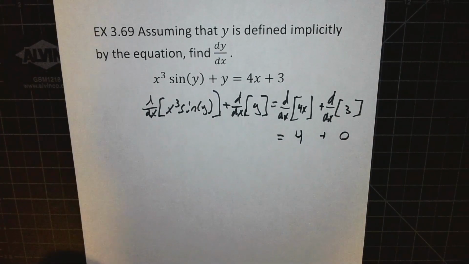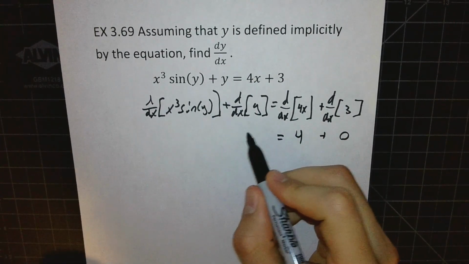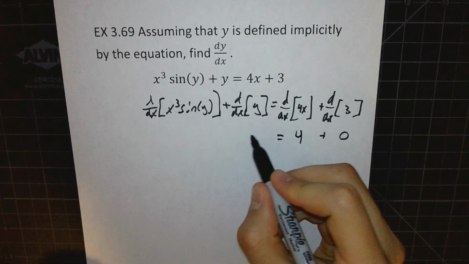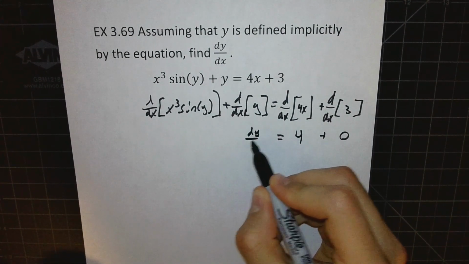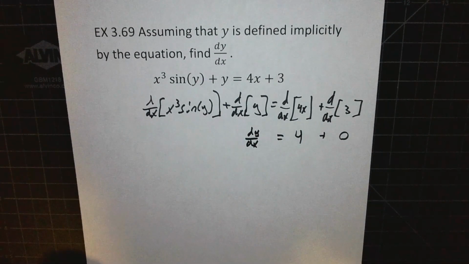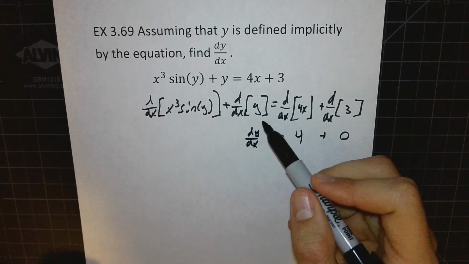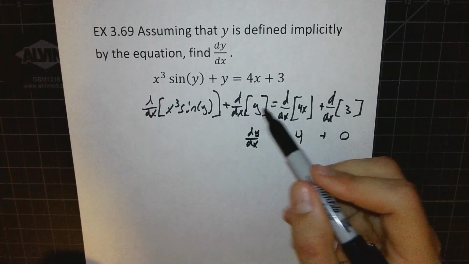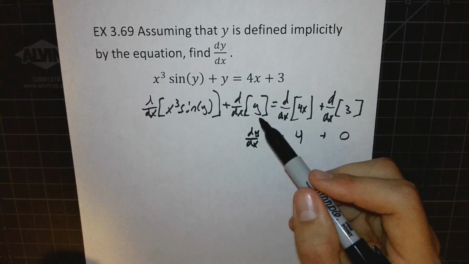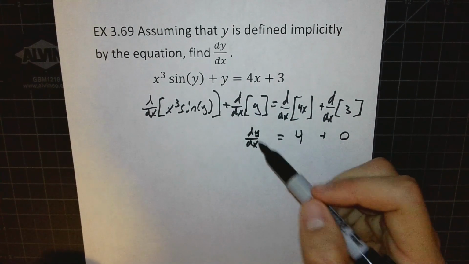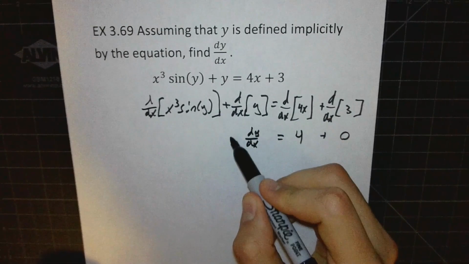Here, this one's pretty easy because this one ends up just being dy/dx, because power rule makes it 1 times y to the 0, which is just 1, but we have to multiply by the derivative of the inside, so this ends up being just a dy/dx.